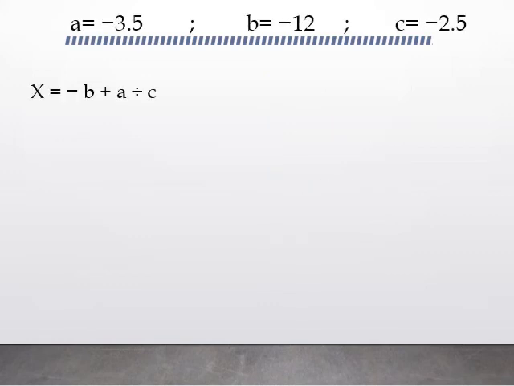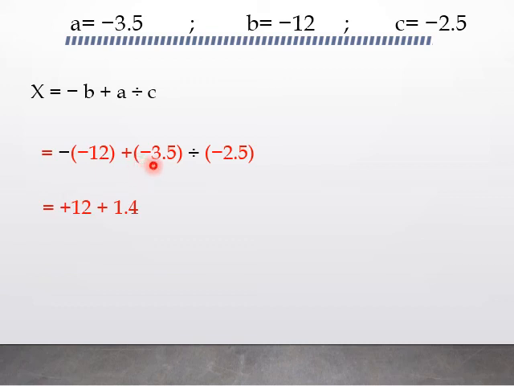Now X equals minus B plus A divided by C. First step, replace the letters by the given numbers. Then minus minus 12 is plus 12. Plus minus minus: we have two negative signs, an even number, so they should be replaced by a plus. Now 3.5 divided by 2.5 is 1.4. 12 plus 1.4 is 13.4.